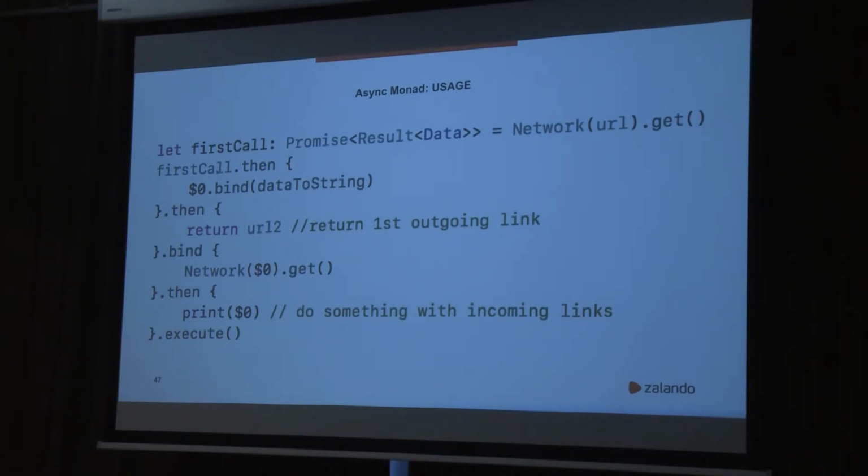So now I can do the first call, and then I will provide a then. When I get the result data, I will do bind with data to string and return that. This returns a promise of string. Then in this case, I just skip the string and return another URL. This bind is a flat map. With this URL, I do a get inside a bind, right? Then when I do then, I get the result data from the previous network, and then I can do something on that.